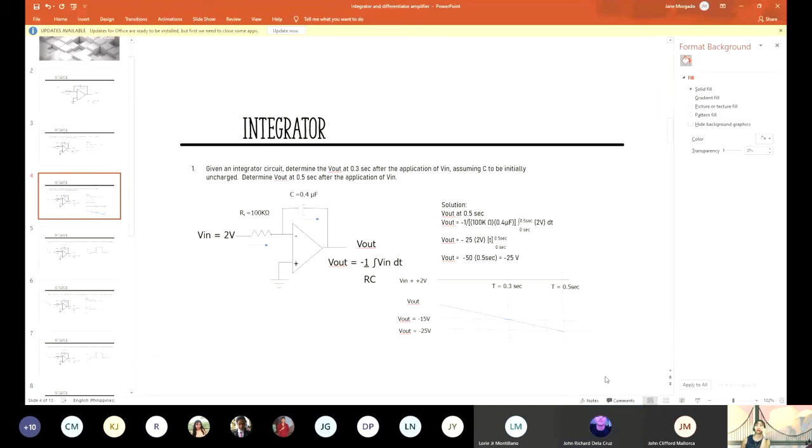Okay, none? Okay. Ilan na kayo? 24. Pwede na ba ako mag-ano dito? Download attendance list. Yan.